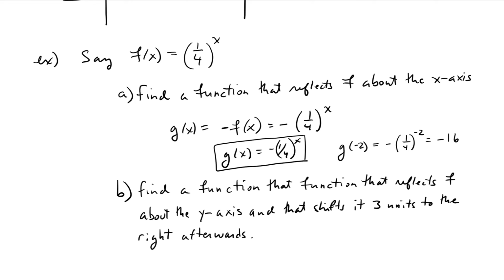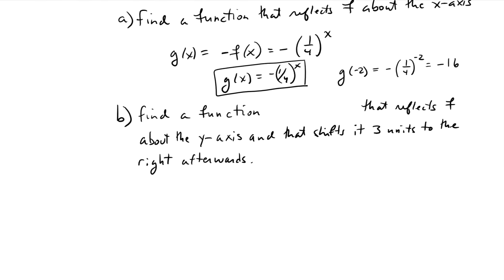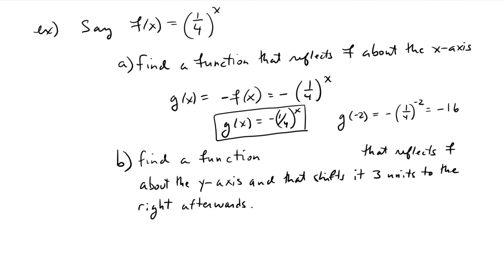So b, now find a function that reflects f about the y-axis this time, and that shifts it 3 units to the right afterwards. Okay, so let's see. I'll do it in many steps. So initially our initial function, let's call it y1, is 1/4 to the power x. Okay, so that's our f. Then what do we want to do? We want to reflect about the y-axis.